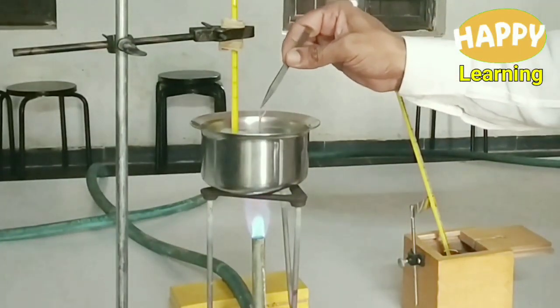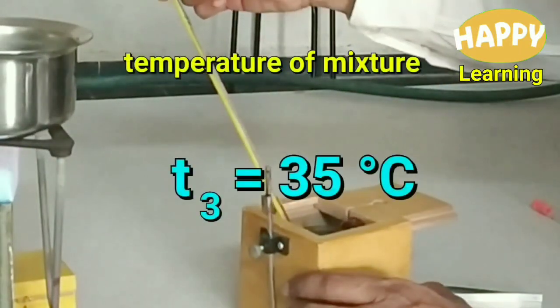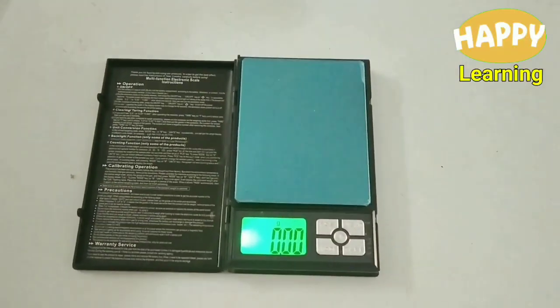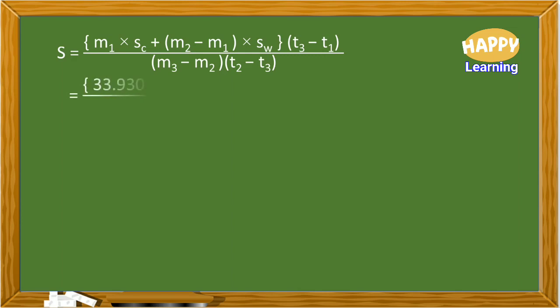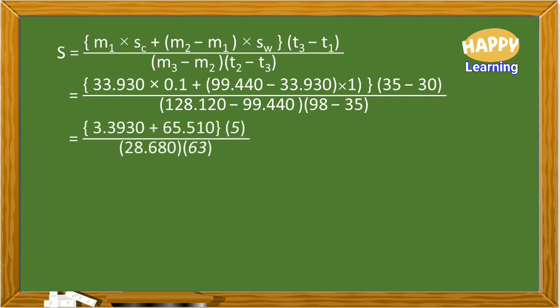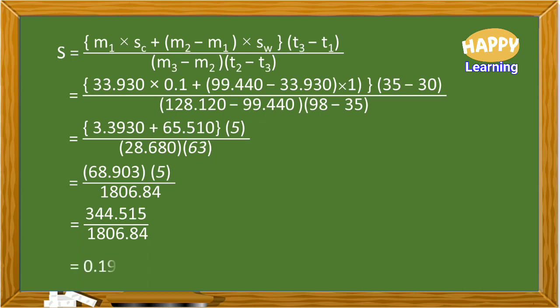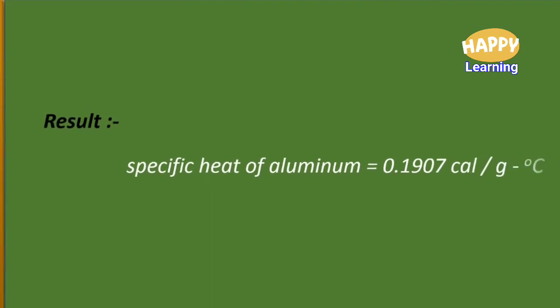Now the hot aluminium foils are quickly transferred into the calorimeter and stirred well. The temperature maximum value is noted as T3. After cooling, the calorimeter along with water and aluminium foils mass is noted as M3. Now the values are substituted in the formula. And after simplification, specific heat of aluminium is 0.1907 calorie per gram per degree Celsius.